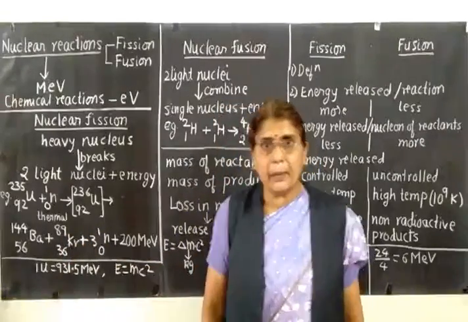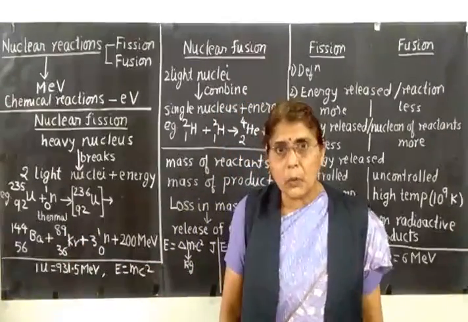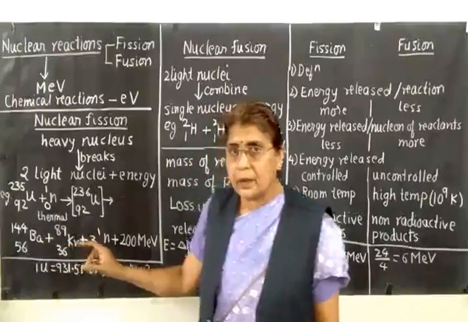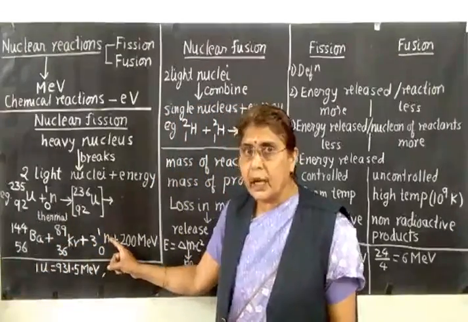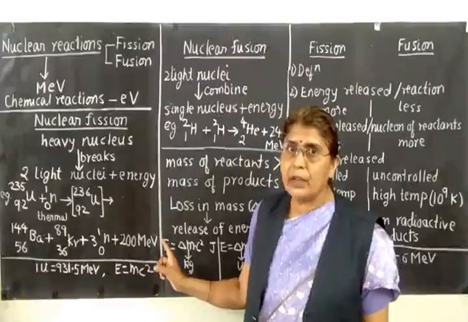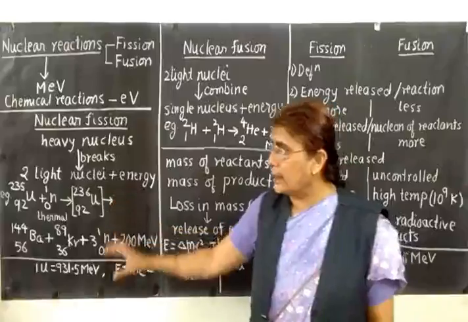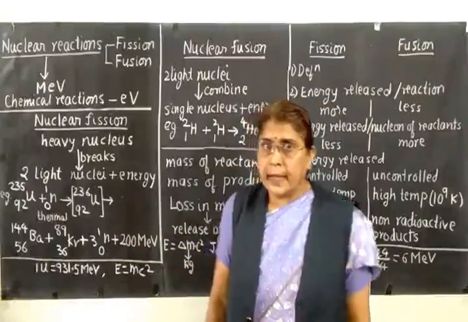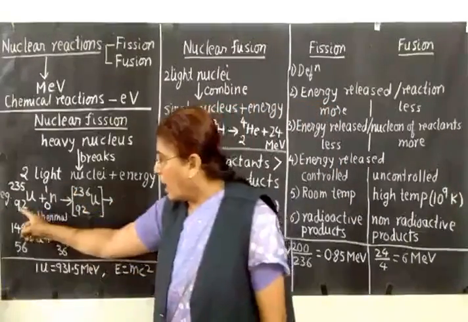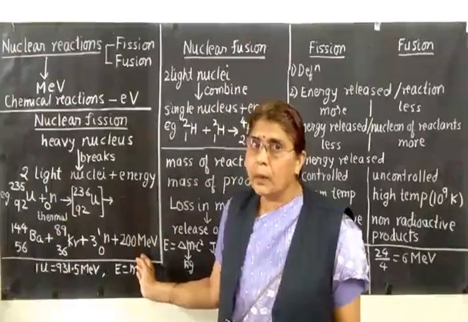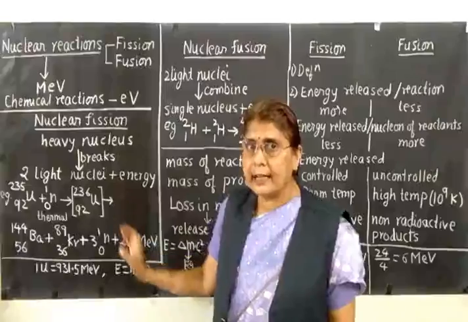Now this unstable nucleus breaks into two parts: one is barium, another is krypton. And in this process, 3 neutrons are released together with 200 MeV of energy. When you are writing this nuclear reaction, you should take care that the atomic number and the mass number remain the same on both sides, left hand side and right hand side.